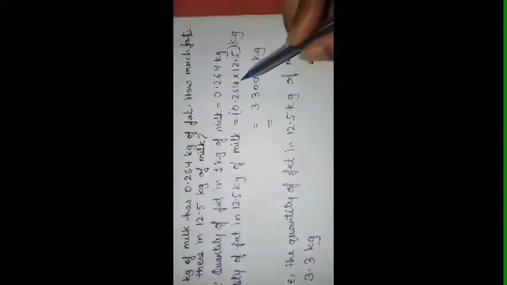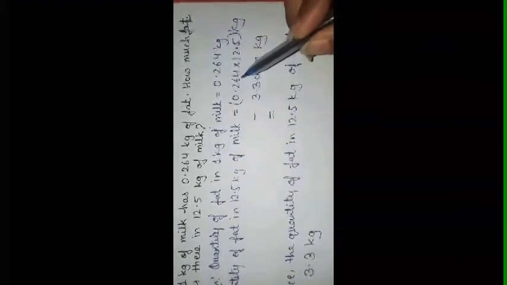So, multiply 264 by 125. Ignore the decimal point, and the product is 33,000. Next, how many digits after the decimal point? 3 digits here, 1 digit here. So the total number of digits is 4.